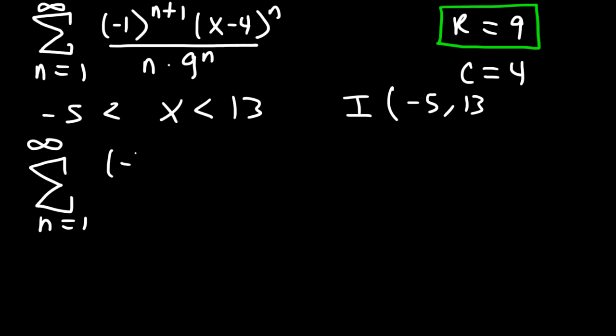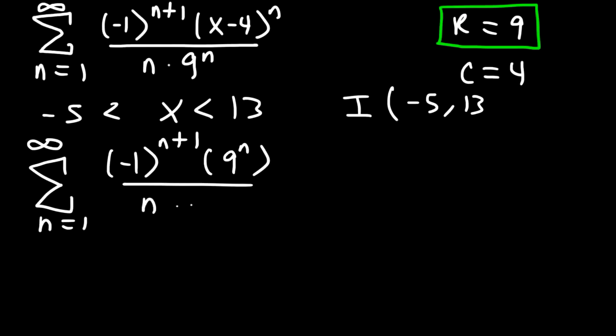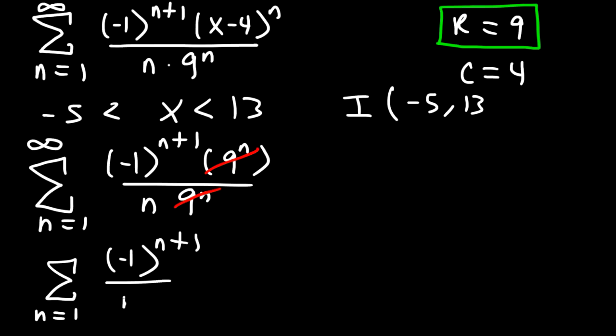So we're going to have negative 1 to the n plus 1 times 9 to the n over n times 9 to the n. So these will simply cancel. And now we have the alternating harmonic series. So we need to perform the alternating series test. So let's start with the divergence test.